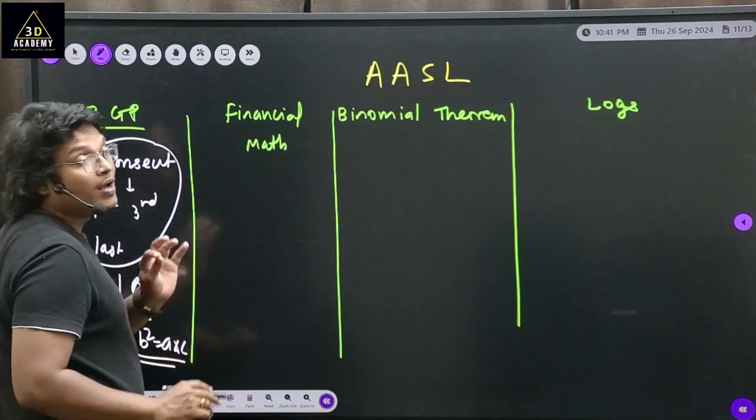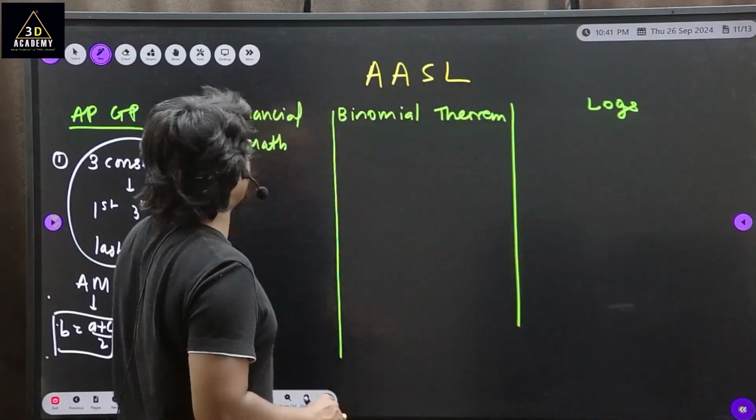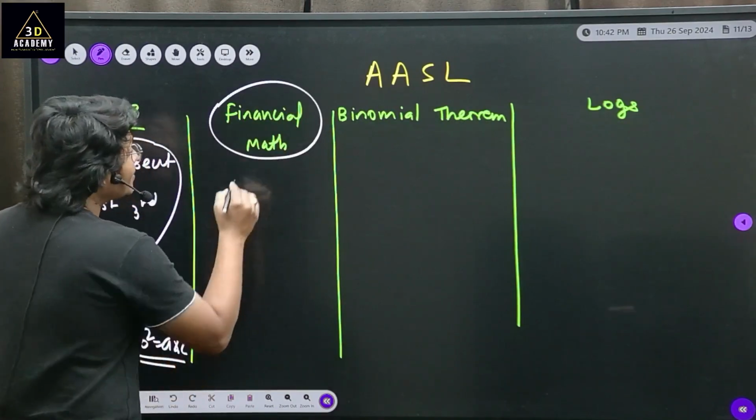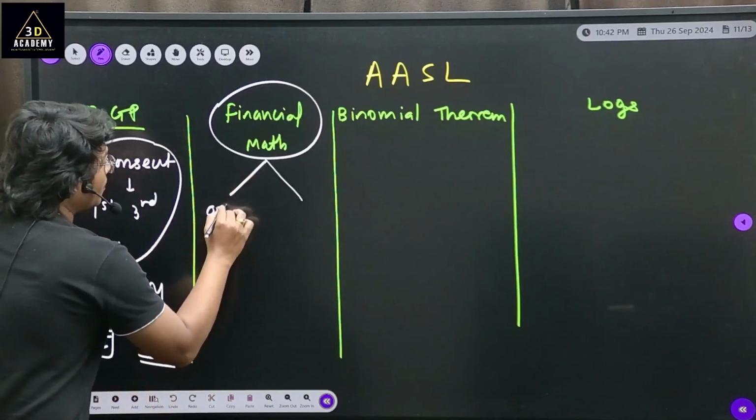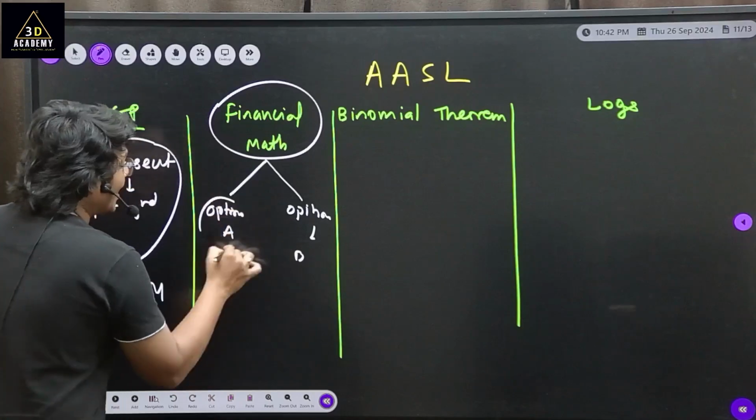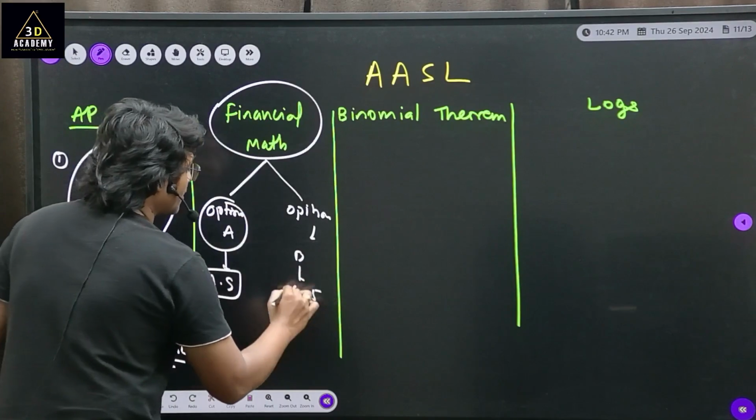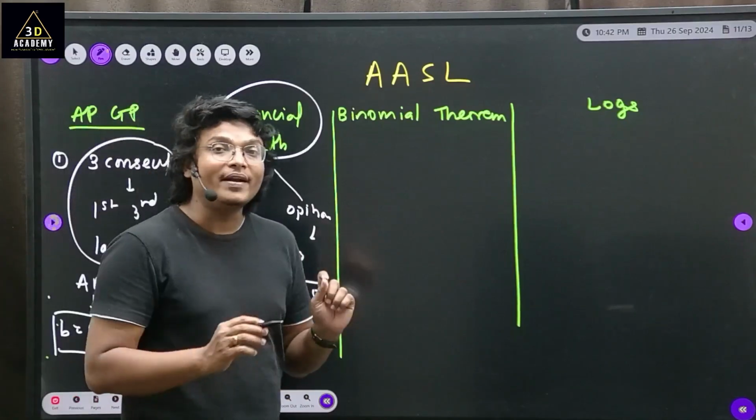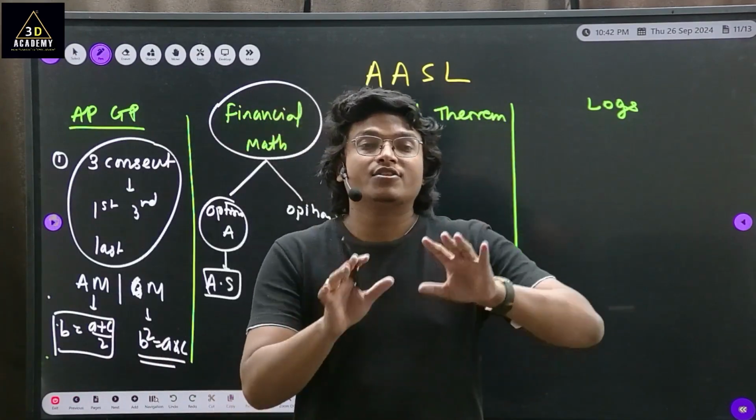Getting it? Now when they are asking arithmetic and geometric series application based questions, they can combine it with financial mathematics. When they combine it with financial mathematics, there is a possibility that this kind of question will be asked where they will give you 2 options, let's say option A and option B, in which option A will follow an arithmetic sequence and option B will follow a geometric sequence. Getting it? They will ask you to find the general term, or to write down the general formula.